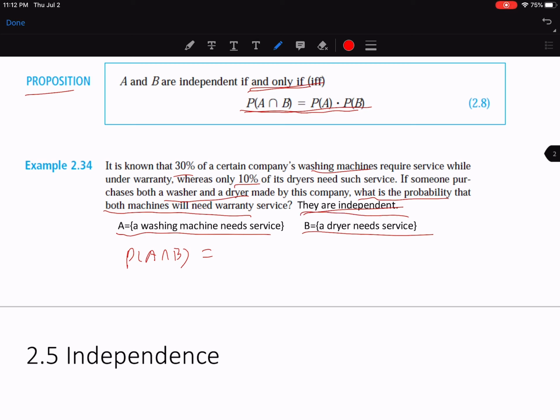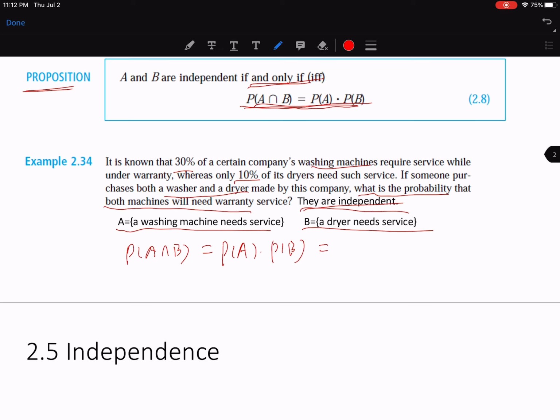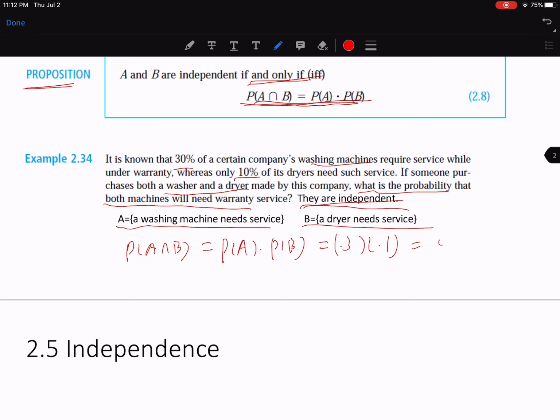Then we can apply this proposition over here. The probability of A intersection B is equal to the probability of A times the probability of B. What is the probability of A? That's 0.3, times 0.1, which is the probability of B. So this is equal to 0.03.